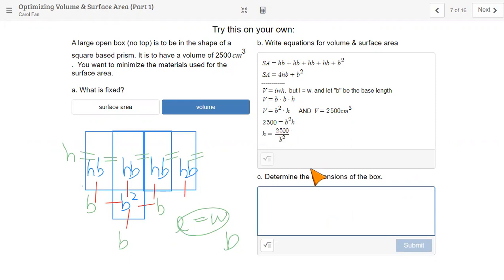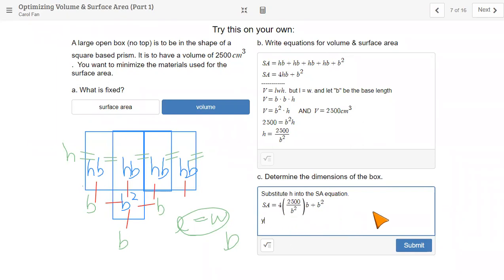Now that I have this, that's the constraint that I have to work with. So I'm going to substitute H into the surface area equation. So surface area is equal to 4 times 2,500 divided by B squared, times B, plus B squared. This is a bit of a mess, but I'm going to put this into a graphing calculator, and that kind of solves my problem.